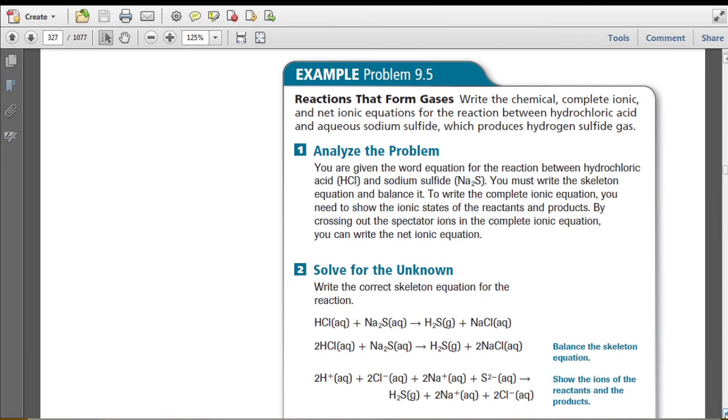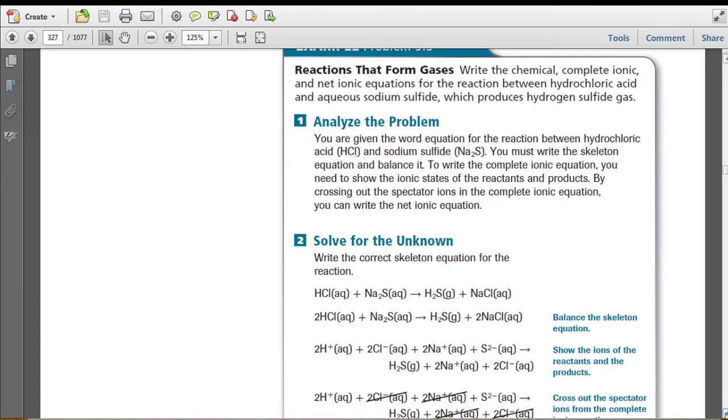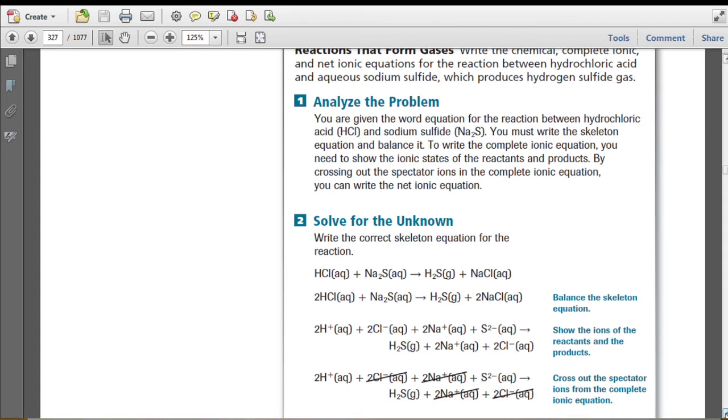Let's go ahead and write the chemical, complete ionic, and net ionic equations for a reaction between hydrochloric acid and sodium sulfide, which produces hydrogen sulfide gas. You are given the word equation for the reaction between hydrochloric acid and sodium sulfide. You must write the skeleton equation and balance it. To write the complete ionic equation, you need to show the ionic states of the reactants and products. By crossing out the spectator ions in the complete ionic equation, you can write the net ionic equation.